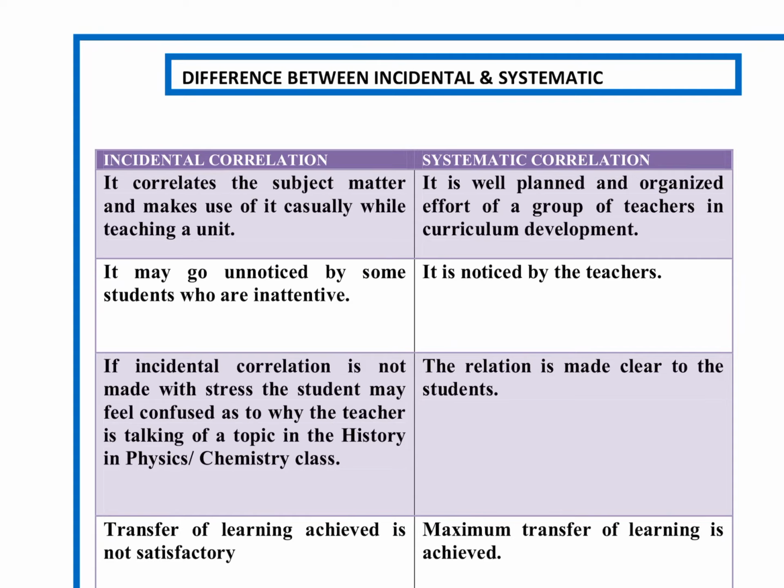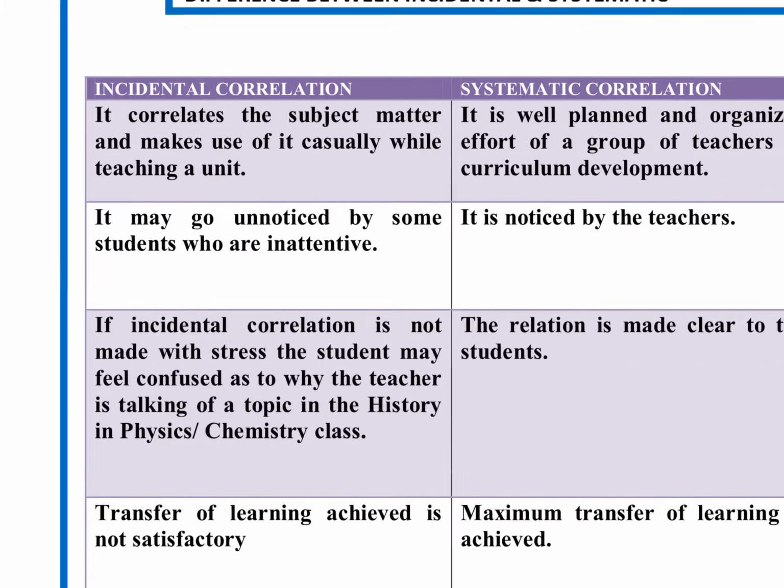And incidental correlation may go unnoticed by some students who are inattentive. It is not written in the book, so the students who are inattentive in the class may not notice this particular correlation of one science subject to another science subject. But in systematic correlation, it is noticed by the teacher because it is there in the curriculum. So the students cannot be deprived of this type of correlation.